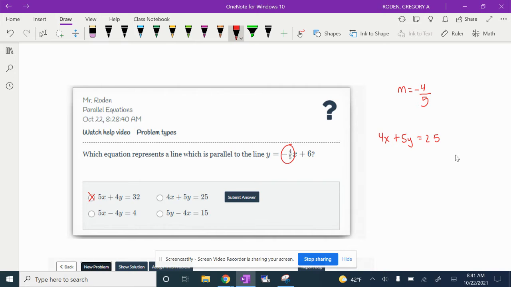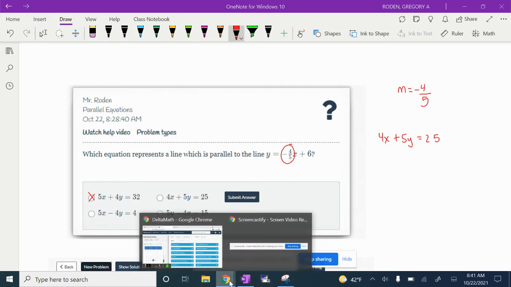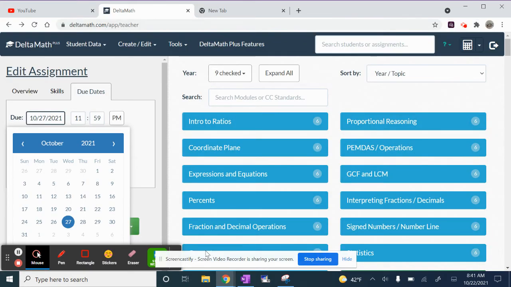Good morning, Jenkins Jaguars. Please stand for the Pledge of Allegiance.